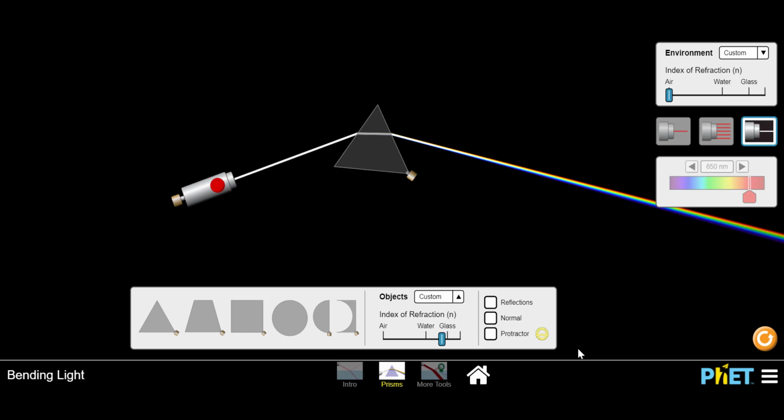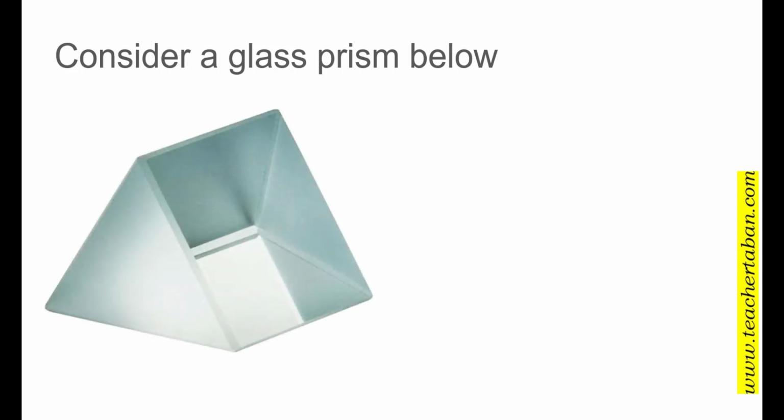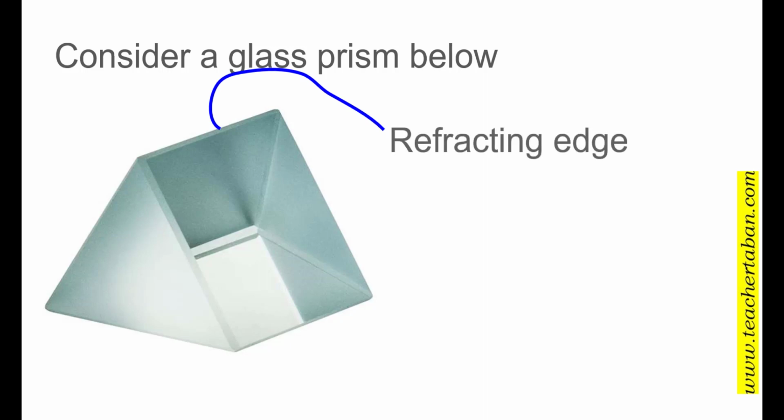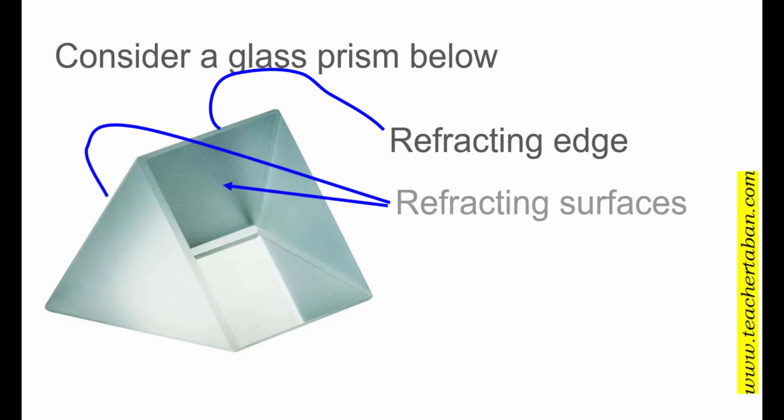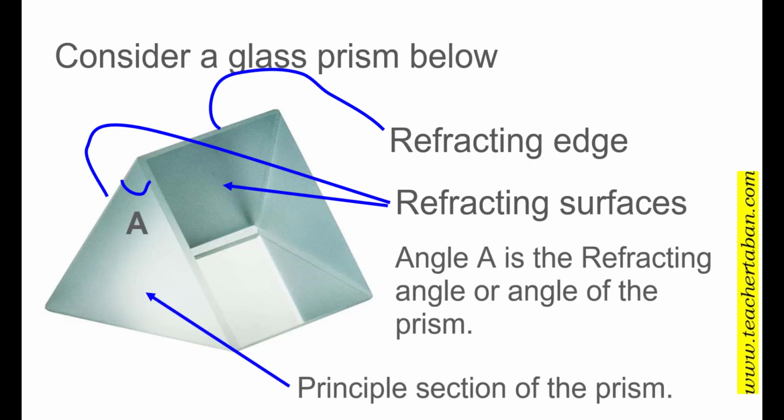So let's go back. Consider the figure below of a glass prism. It looks like this. From this figure here, we can see that this edge here that I'm drawing is what we call the refracting edge of the prism. And these two surfaces here are what we call the refracting surfaces of the prism. We have this angle here. This is the angle of the prism. And finally, we also have this side here, which we call the principal section of the prism.